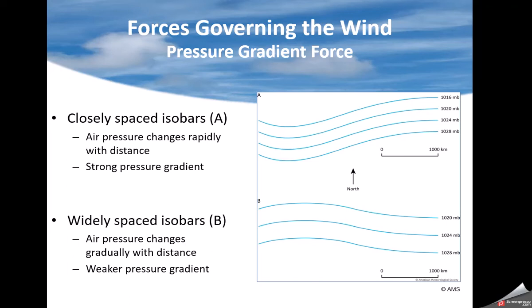If you look at a hurricane, what you find is isobars that are extremely tightly packed together in a very short distance, making very steep slopes.